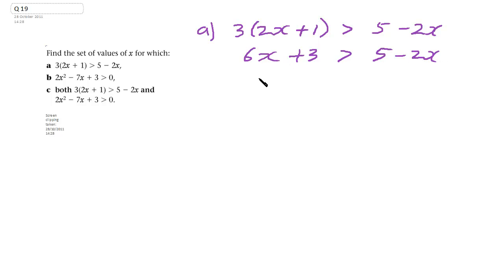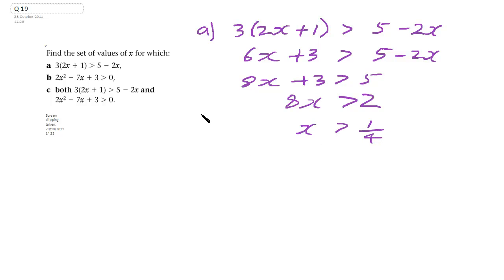Get all the x's on the same side, so add 2x to both sides. I get 8x plus 3 is greater than 5. Minus 3 from both sides, I'll get 8x is greater than 2. And then divide throughout by 8, I get x is greater than a quarter. So that's part A done.